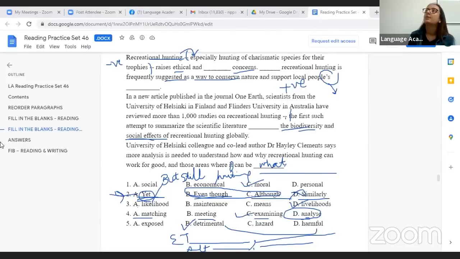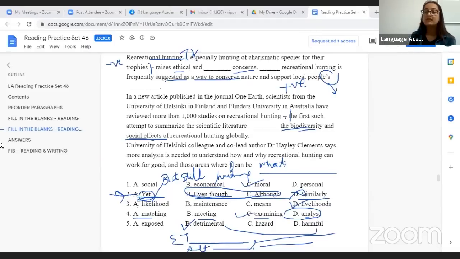Exposed is come in contact with something, like the food is exposed to air. So in that sense, we use come in contact with. Chemicals are exposed to air.